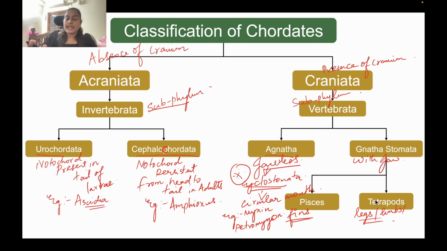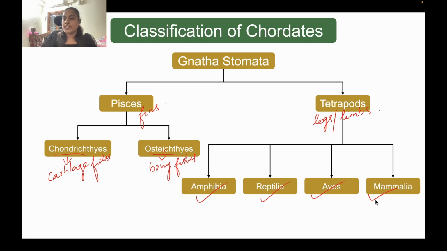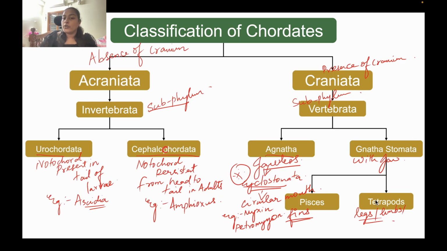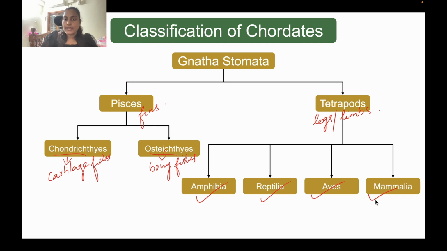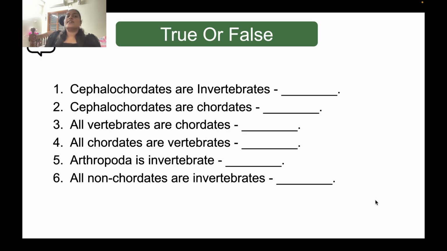Clear? Once again, under Acraniata, Invertebrata; under Invertebrata, Urochordata and Cephalochordata, done. Under Craniata, you have Vertebrata; under Vertebrata, Agnatha and Gnatha. Under Gnatha, you see Pisces and tetrapods; under Pisces, Chondrichthyes and Osteichthyes; under tetrapods, Amphibia, Reptilia, Aves and Mammalia. Going back to Agnatha, you have Cyclostomata, which have circular mouths, like Myxine and Petromyzon.